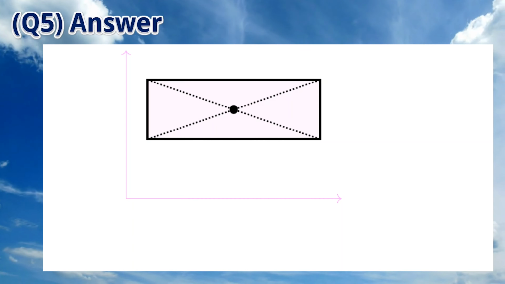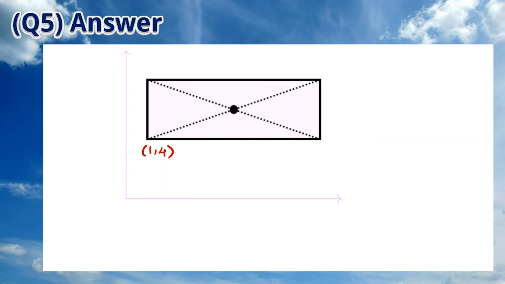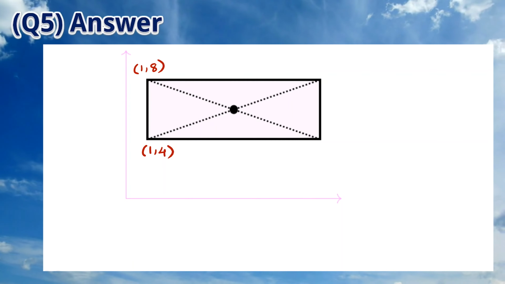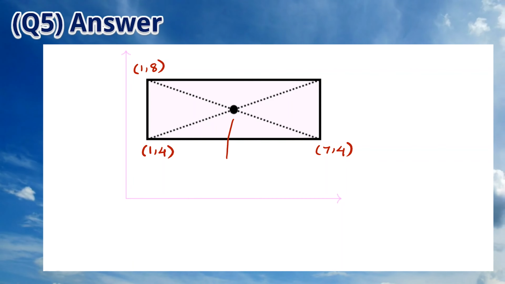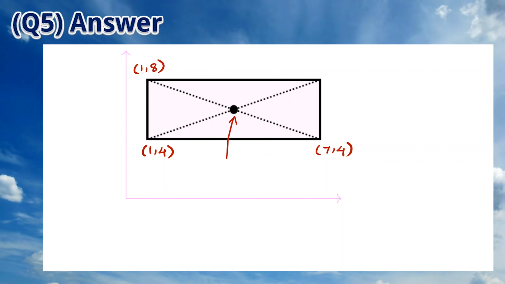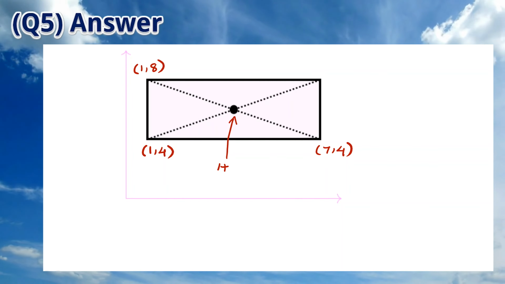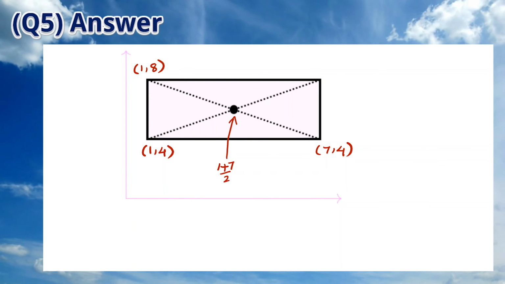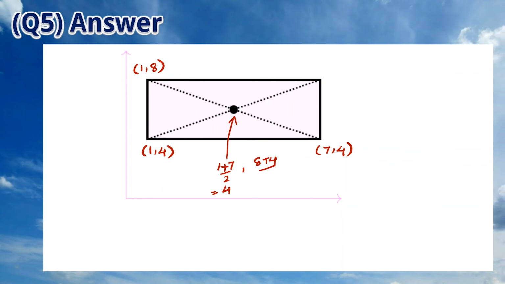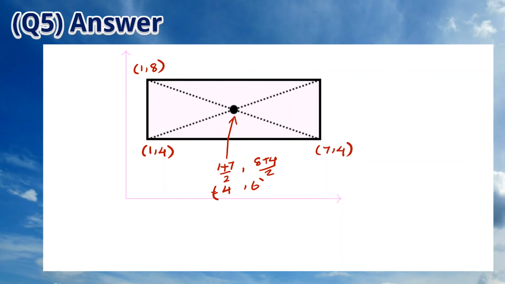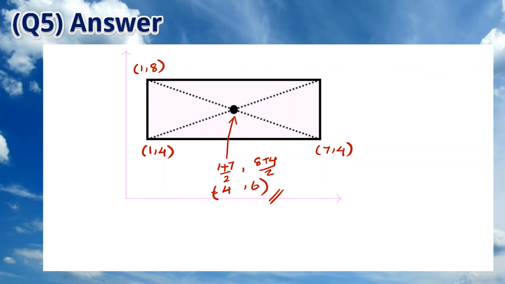We can mark the points of the square with the correct coordinates. We can find the point of intersection by finding the average of the different coordinates. This gives us the x value, which is 1 plus 7 divided by 2, which is 4, and the y value, which is 8 plus 4 divided by 2, which is 6. This means that the midpoint is (4, 6). So the answer is A.